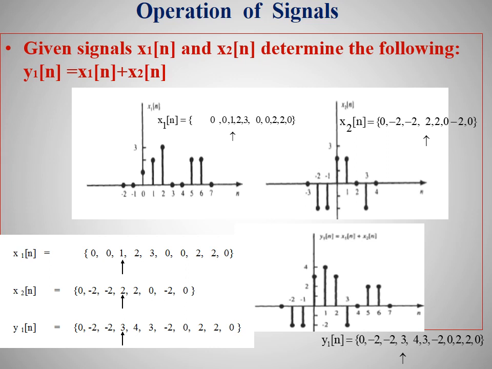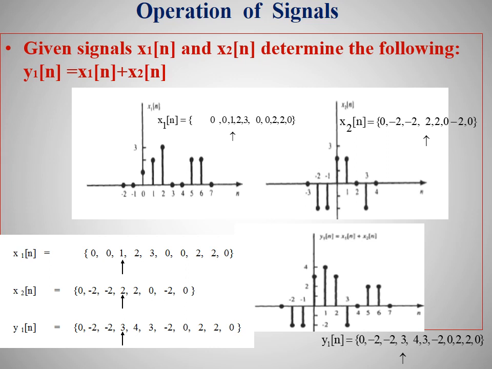x1 of n is 0, 0, 1, 2, 3, 0, 0, 2, 2, 0, and at n equal to 0, the value of the signal is 1. Let us consider x2 of n. It is 0, -2, -2, 2, 2, 0, -2 and 0, which means at n equal to 0, the value of the signal is, as can be seen, 2. The addition could be better understood by considering the value of the signal, which is again clearly written at the bottom. Now let us try to see what happens.